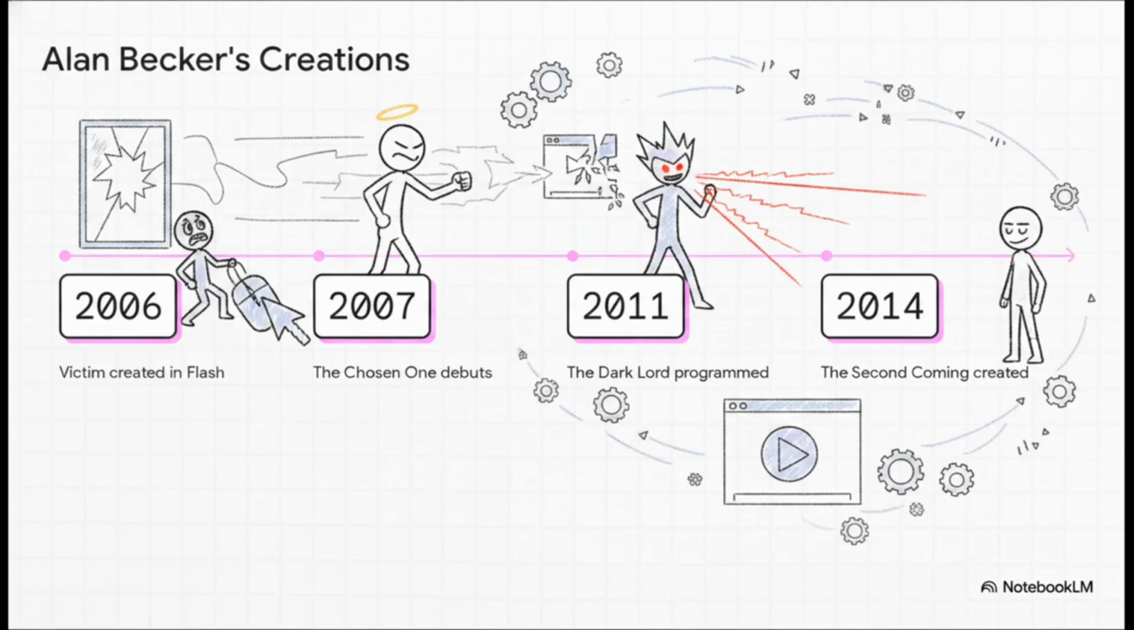Look at this chronological lore. From a simple stick figure named Victim in 2006 to The Chosen One in 2007, The Dark Lord in 2011, and eventually The Second Coming in 2014. Just think about that timeline. Every single punch, every laser beam, every shattered application window, it required months, sometimes years of painstaking manual keyframing in Adobe Animate or Blender. Becker wasn't just drawing characters, right? He was meticulously orchestrating thousands of micro-movements to create the illusion of life.